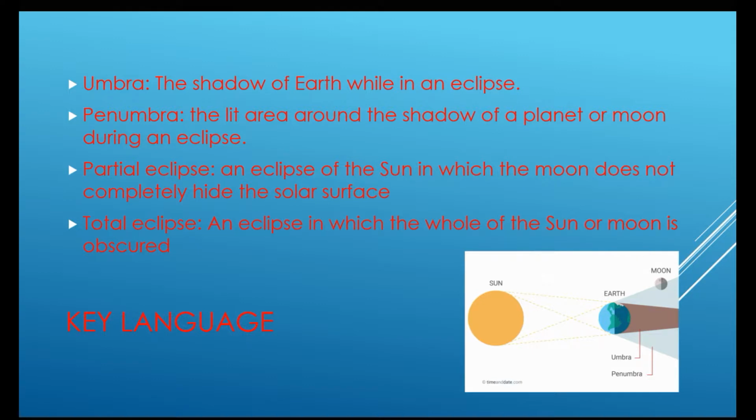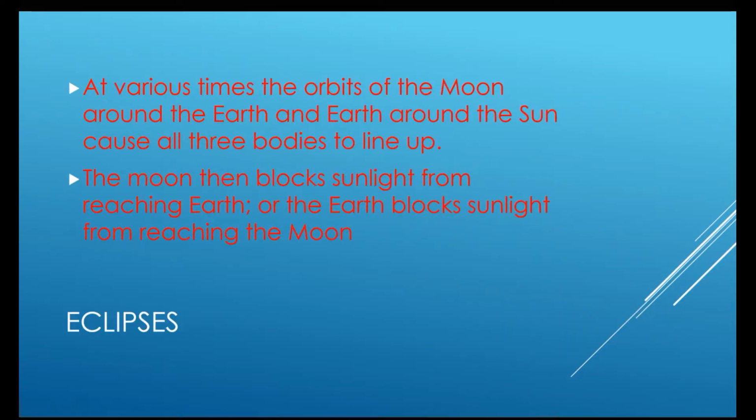At various times within the orbits of the moon and the sun and the earth, this causes all three bodies to eventually line up. And there we can see where eclipses arise. Firstly, the moon then blocks sunlight from reaching the earth, and this is what's known as a solar eclipse. Or the earth blocks sunlight from reaching the moon, and this is what's known as a lunar eclipse. If you need to pause the video now to write the notes in red, please do so.